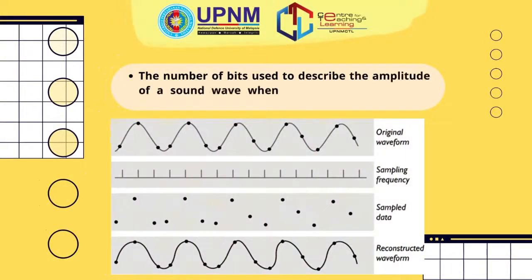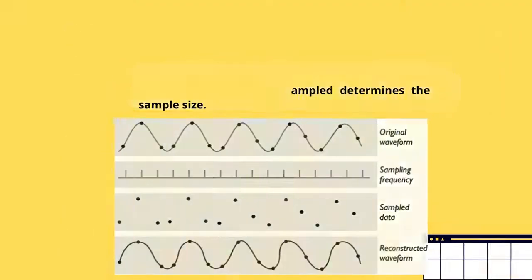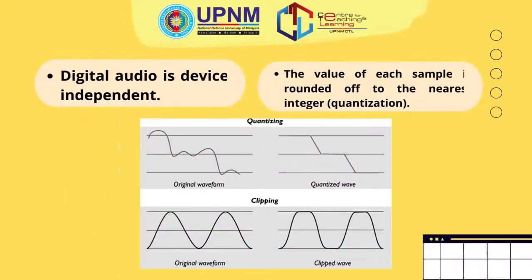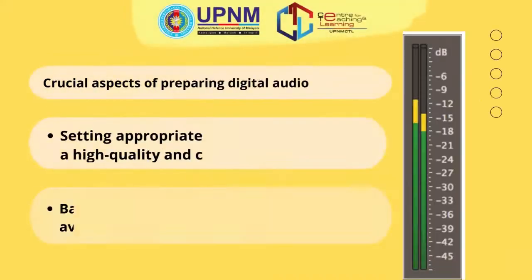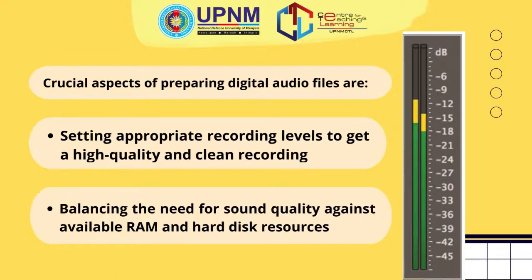The number of bits used to describe the amplitude of a sound wave when sampled determines the sample size. Digital audio is device-independent. The value of each sample is rounded off to the nearest integer, quantization. Crucial aspects of preparing digital audio files are setting appropriate recording levels to get a high-quality and clean recording, balancing the need for sound quality against available RAM and hard disk resources.